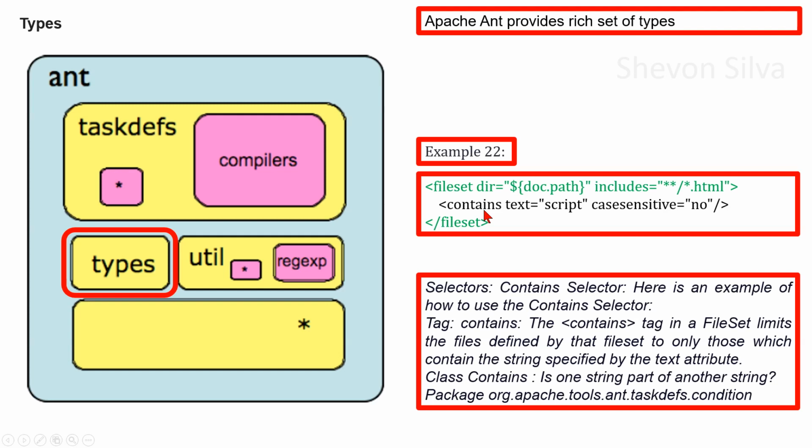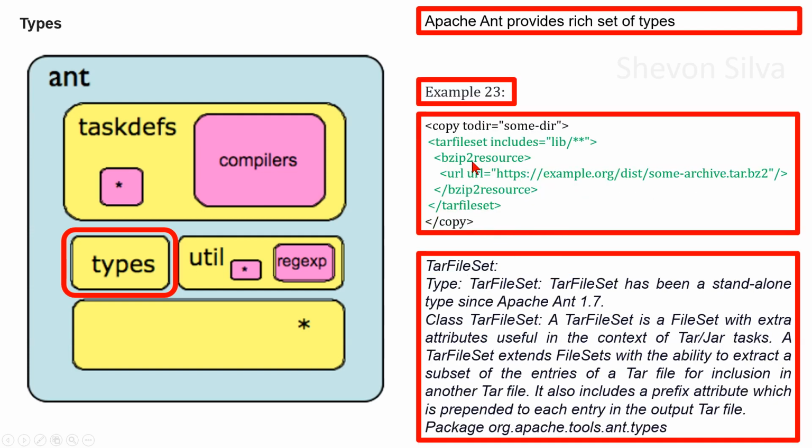org.apache.tools.ant.taskdefs.condition. Here we select all HTML files that contain the string script. In the API, the contains is under taskdefs.